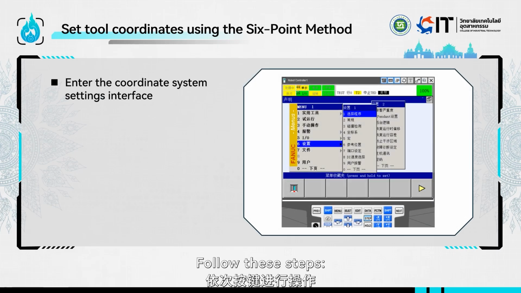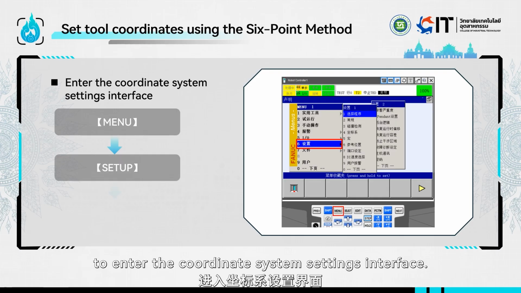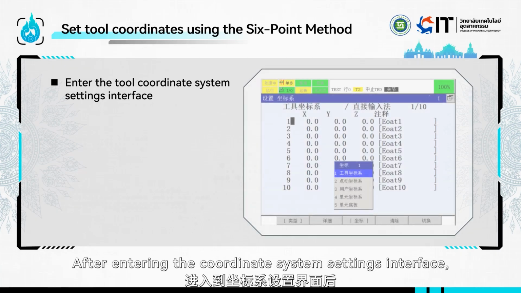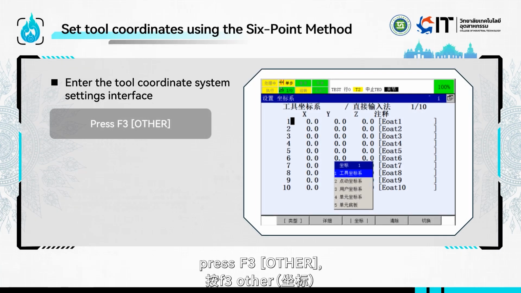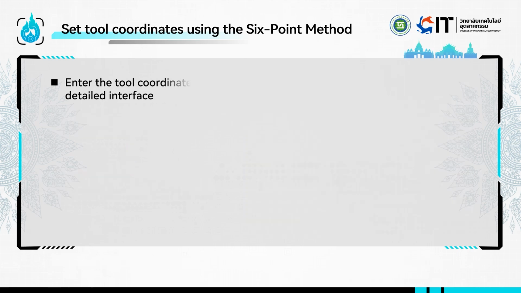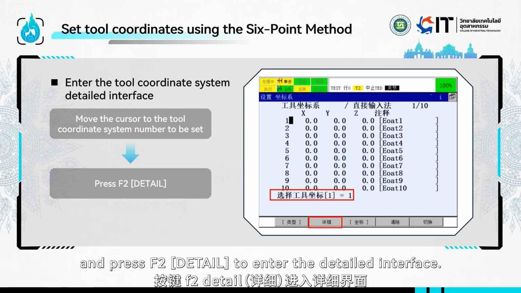Follow these steps. Press Menu, Setup, Frames to enter the Coordinate System Settings interface. After entering the Coordinate System Settings interface, press F3, Other. Select Tool Frame to enter the Tool Coordinate System Settings interface. Move the cursor to the Tool Coordinate System number to be set and press F2, Detail, to enter the detailed interface.